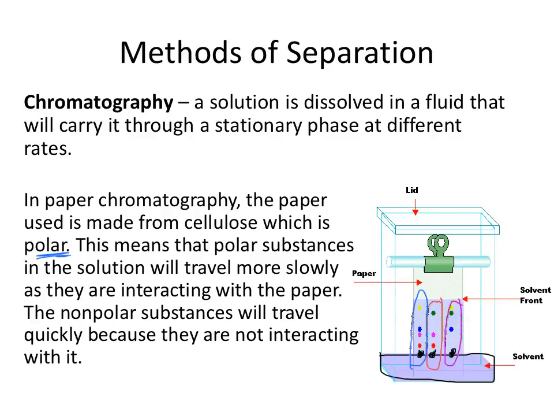And also you can tell that the red is more polar because the red is closer to the bottom, which means it was interacting with the paper, and since it was interacting with the paper, it didn't travel very quickly. But the yellow at the very top must have been the least polar or the most non-polar because it wasn't interacting with the paper very strongly. It was just moving straight up the paper like it was running away from the paper. And that's chromatography. That's all we got here for methods of separation and types of mixtures.